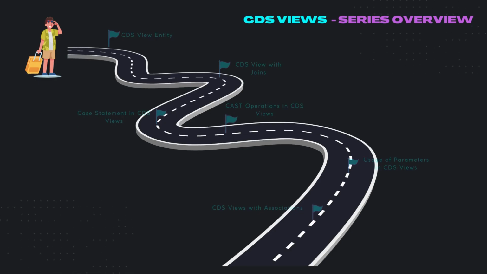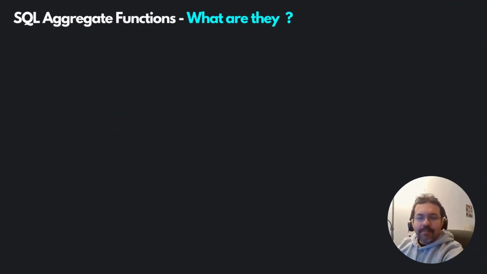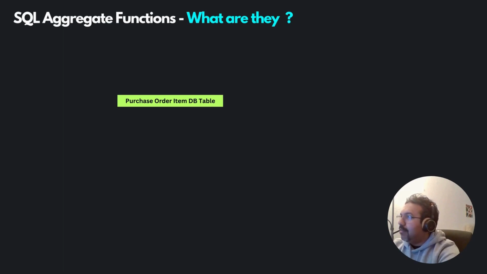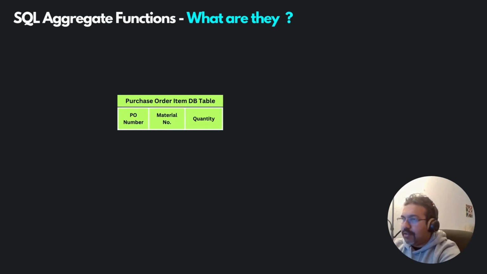Learning about SQL aggregate functions that can be built in CDS views. So let's understand the concept of SQL aggregate functions with an example. Let's say we have the purchase order item table, and this table has the fields purchase order number, material number, and the quantity that was ordered from the vendor.